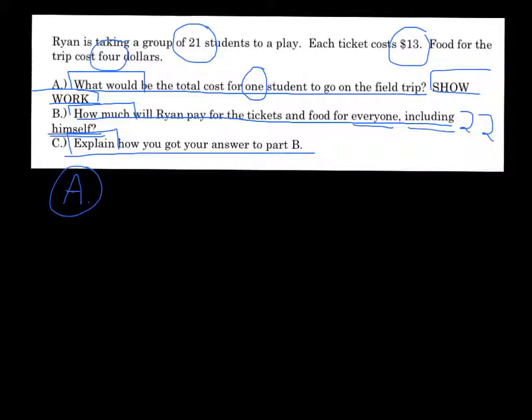Alright, so let's see. Let's look back to the question. Tickets cost $13 and food costs $4. So that's going to be a simple addition problem. Let's set up an equation with a variable. 13 plus 4 equals, I'm going to put a dollar sign today. So let's solve for the dollar sign. Dollar sign equals 17. So the answer for part A would be $17.